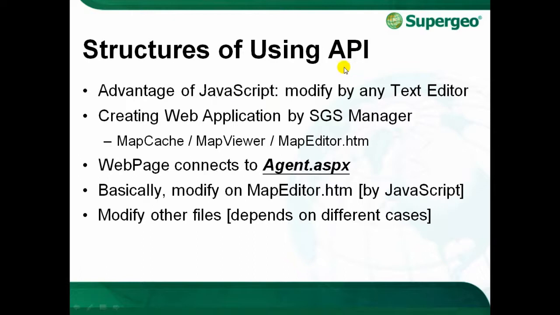And the second one is, while we are using APIs, we need to create a web application with our SuperGIS server manager. It will create a map cache or map viewer or map editor.html, so you can directly modify this HTML file with any text editor. And then in this HTML file, it will connect to our main target agent.aspx. So all the information about the JS service is stored in this file. So basically, if you are going to apply the JavaScript API, you can modify only map editor.html or map viewer, just this HTML, with JavaScript.